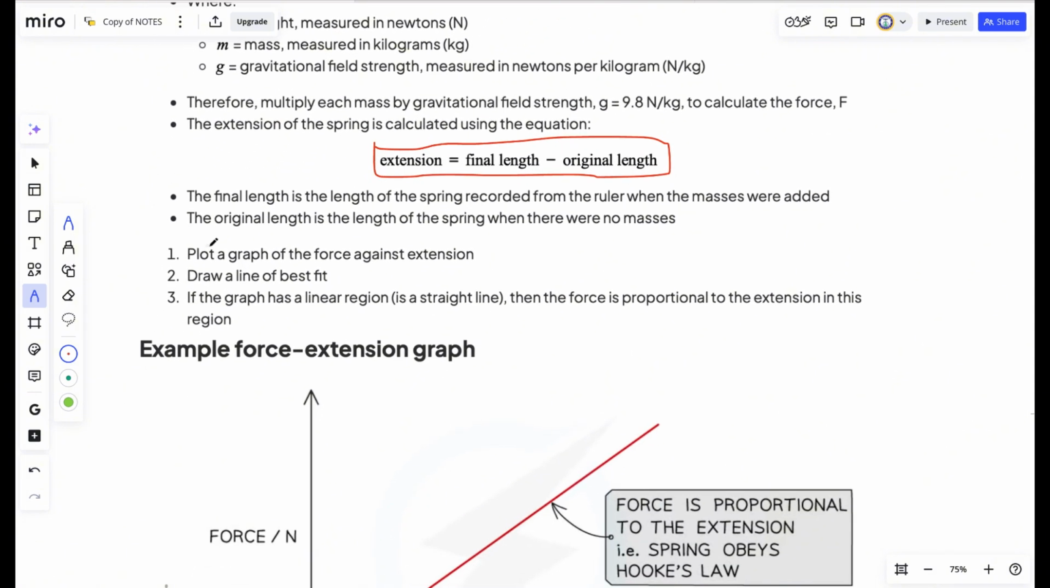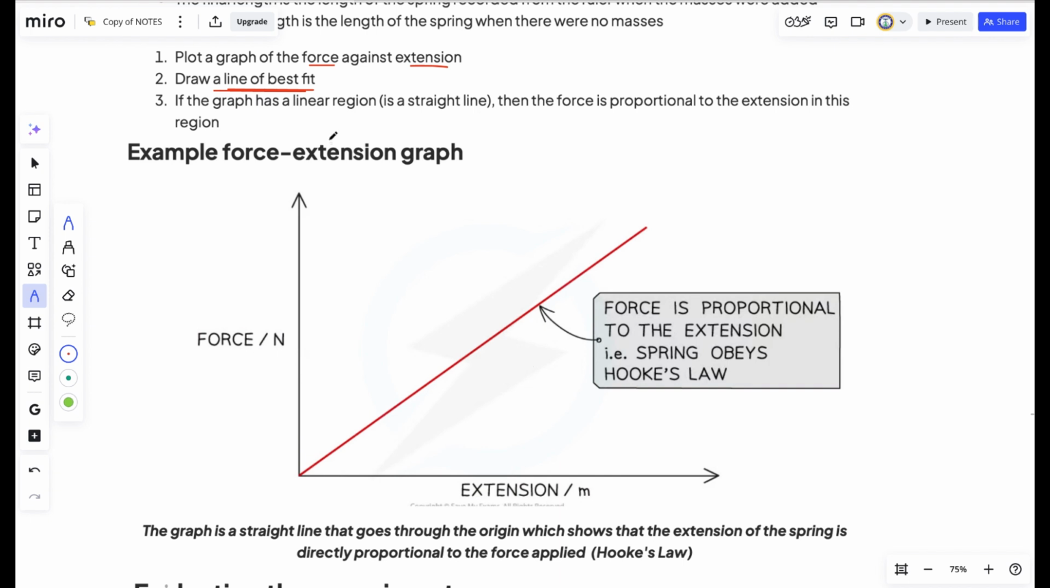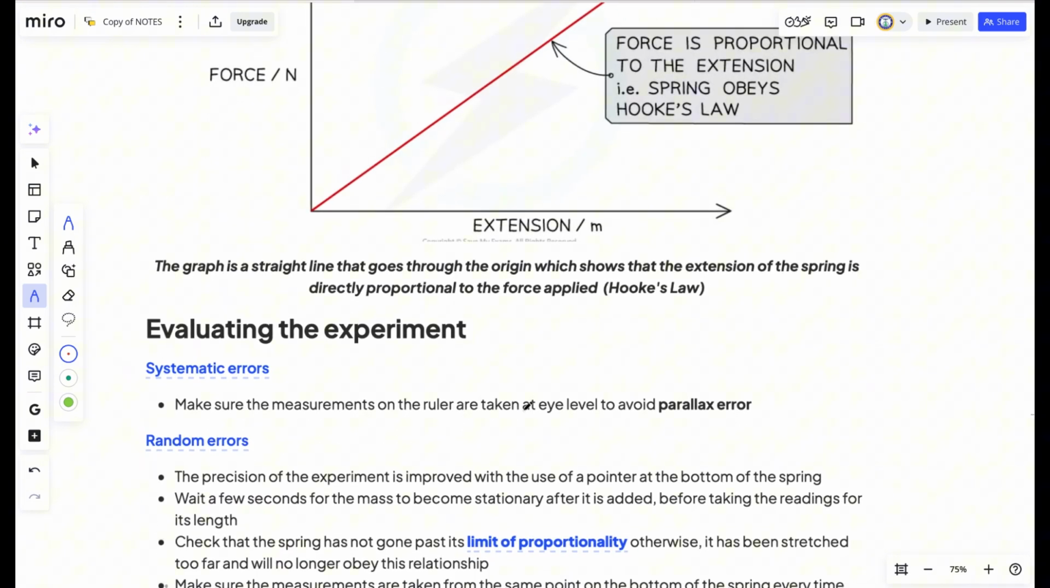And then you say the next, you plot a graph of the force on the vertical axis and extension on the horizontal axis. You draw the line of best fit to represent Hooke's law, and so on and so forth. Then you sketch the graph like this. Force here per Newton, extension here per meter, you sketch the graph. Because this one usually is like 7 marks. Okay, usually 7 marks. Is that okay?